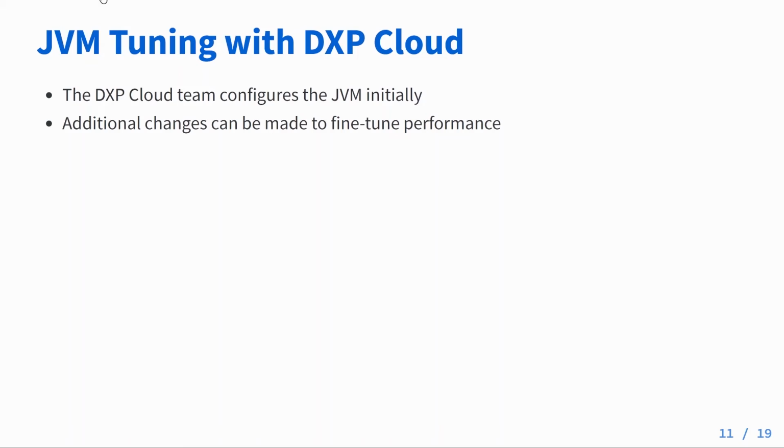So be sure to check your requirements and tune accordingly. A couple of points to keep in mind for JVM tuning within the DXP Cloud. The DXP Cloud team actually configures the JVM initially, but we should make sure that we do some additional changes according to our business requirements and performance requirements so that we can fine-tune the performance.